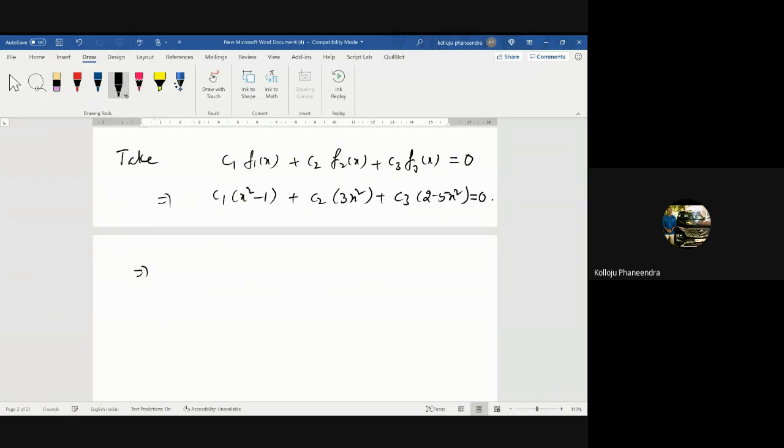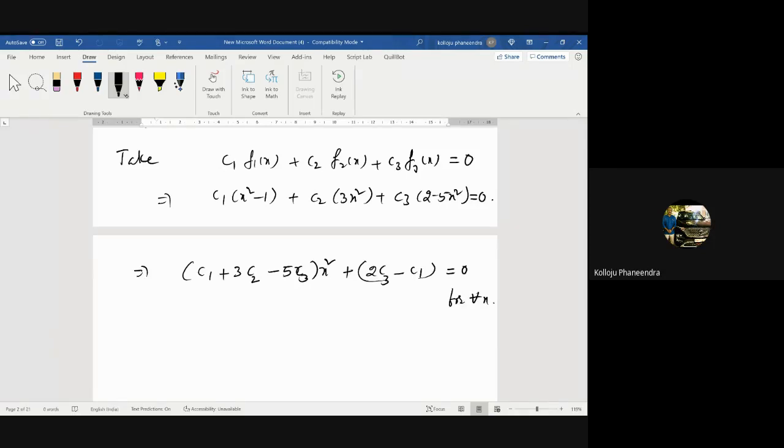Now let me take x square common here. (c1 plus 3c2 minus 5c3) into x square plus, what is the next one? I think the remaining are constants. So what are the constants here? For c2, there is no constant. It is 2c3 minus c1 equal to 0. This is true for all x.